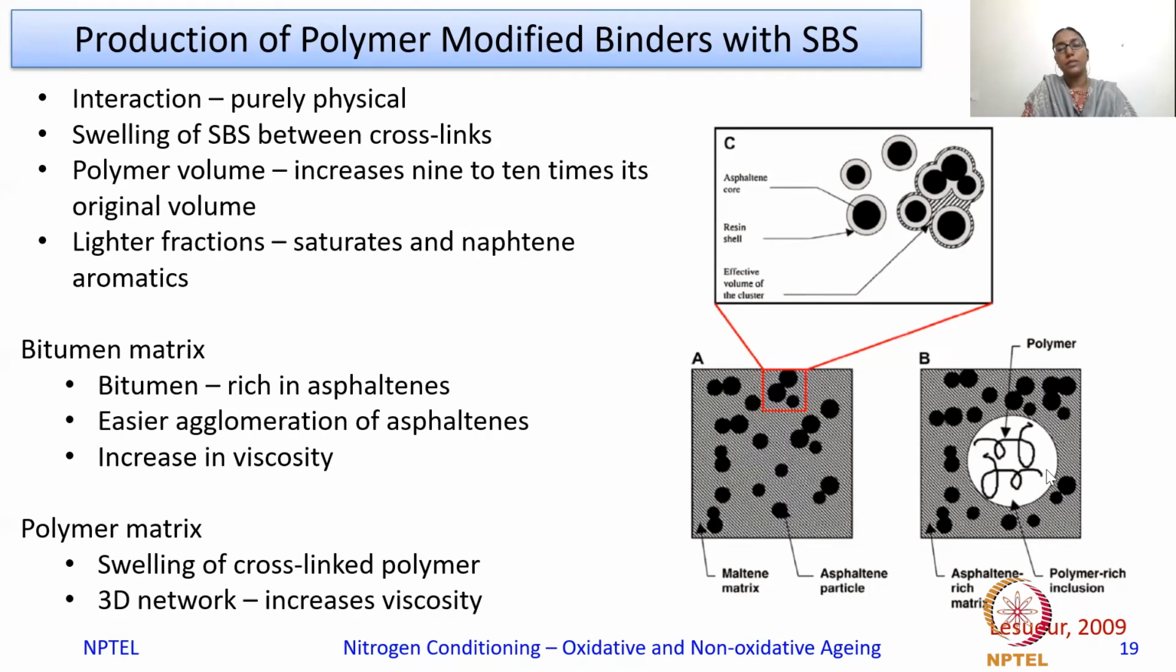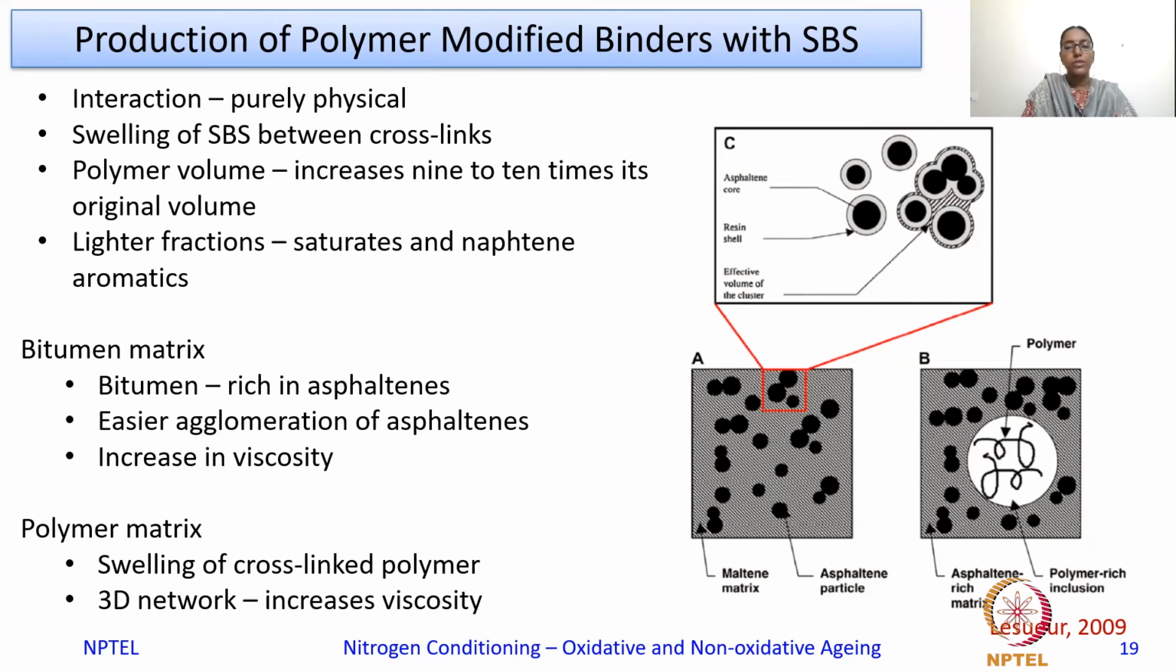So there are two ways in which the enhanced behavior of the modified binder happens. One is that all the lighter fractions are absorbed from the binder, and there will be an agglomeration of the asphaltenes, which adds to the viscosity of the material. The second is the swelling of the polymers, which causes a 3D network with an increased viscosity.